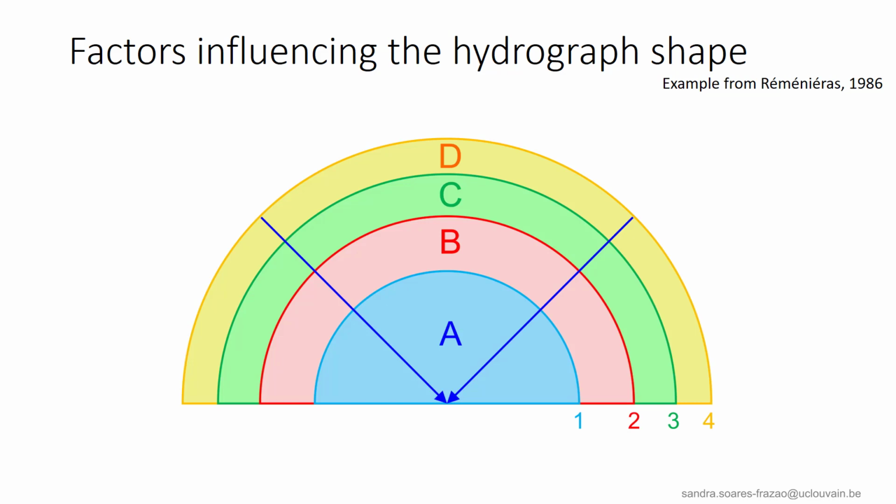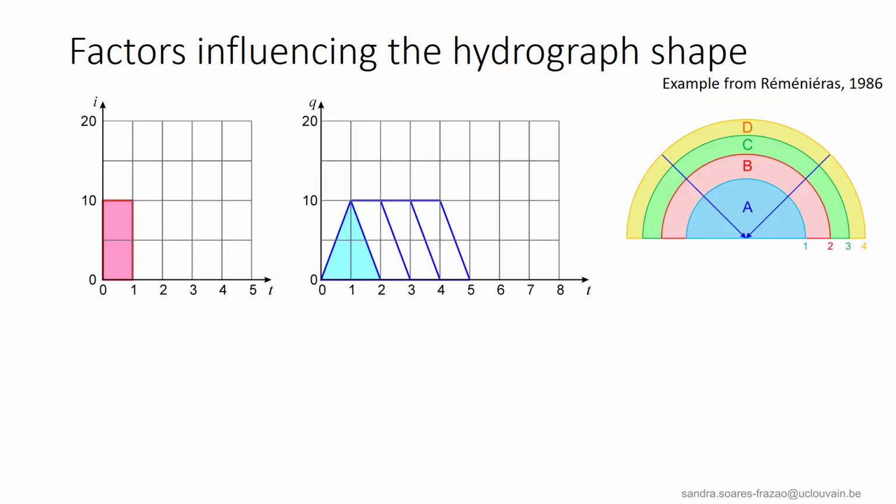As the basins are assumed to be impervious, there is no infiltration and only runoff is considered, without baseflow. Consider now a uniform rainfall of 10 mm per hour intensity during 1 hour, so a total volume of 10 mm. The resulting hydrograph over the subbasin A is this one, with a triangular shape.